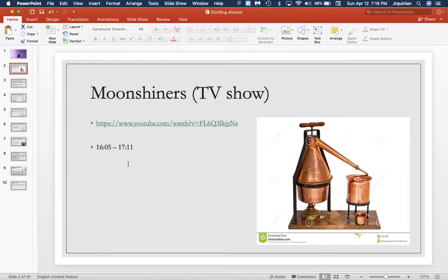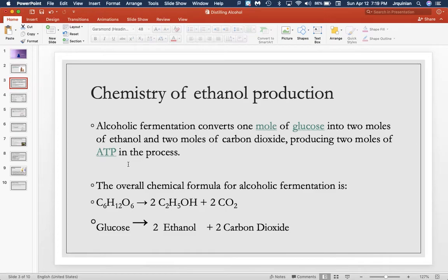This clip shows how to distill alcohol on a large scale, but the principles I'm going to explain will work on big and small scales. Before we begin talking about distillation, I'm going to explain some of the chemistry behind how ethanol is produced.